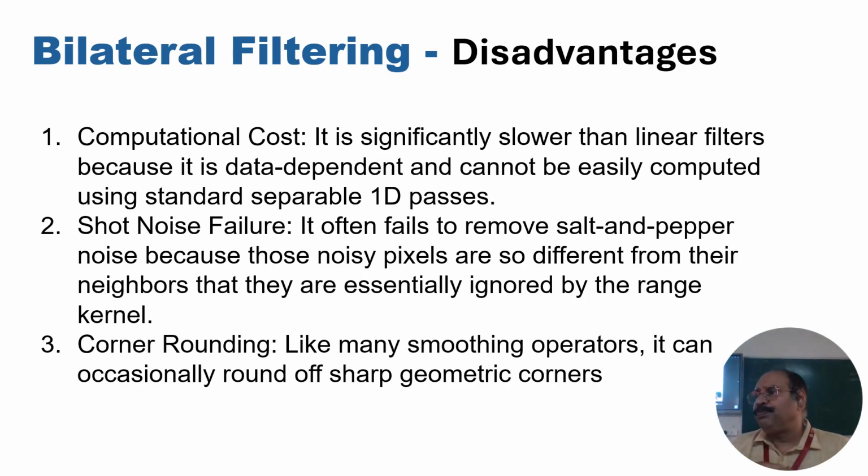Then, salt and pepper noise removal is not possible, or is very difficult, in bilateral filtering. Corner rounding: like many other smoothing operations, you can see some rounding off or some blurring in the sharp edges.